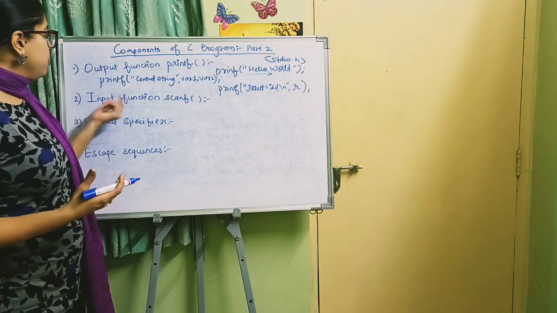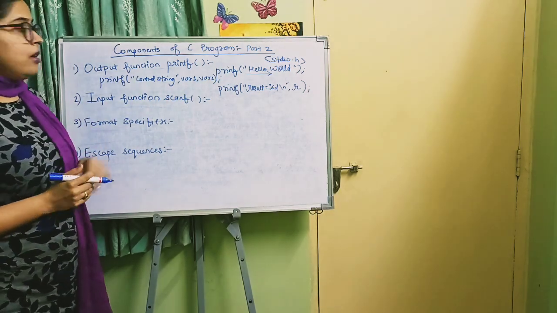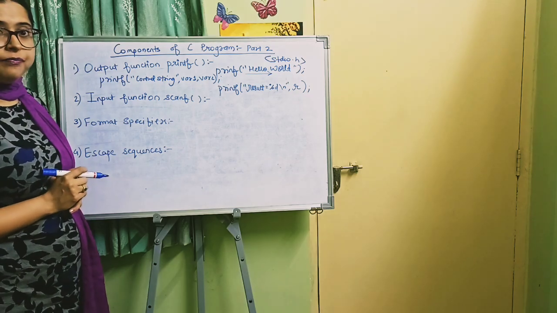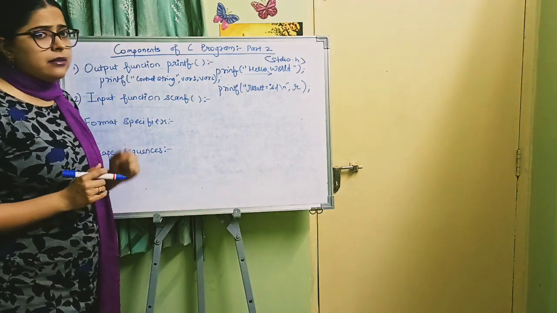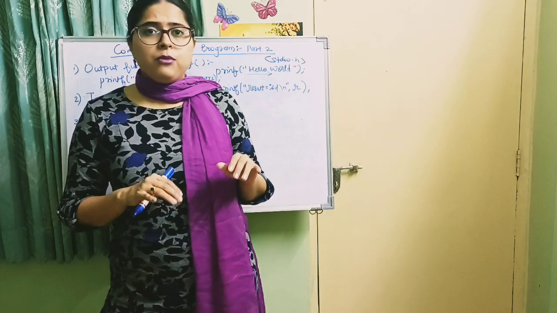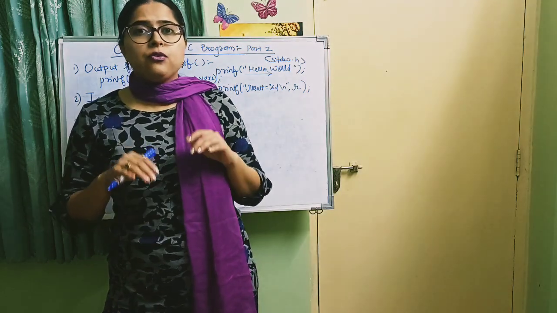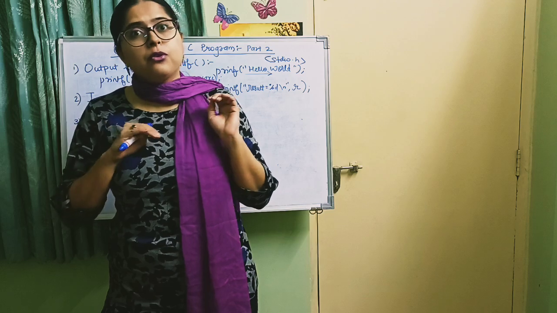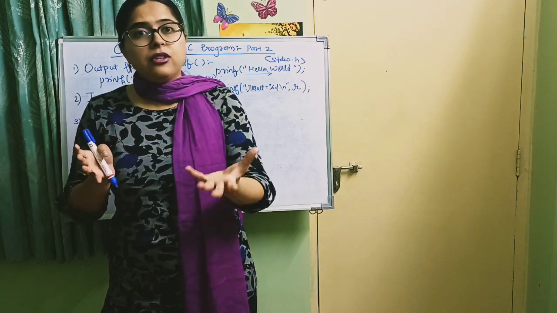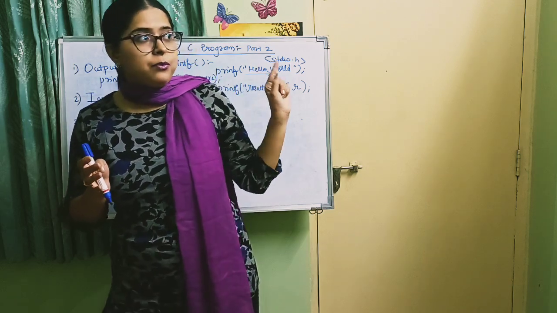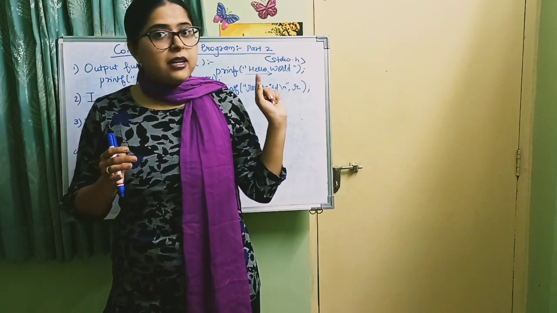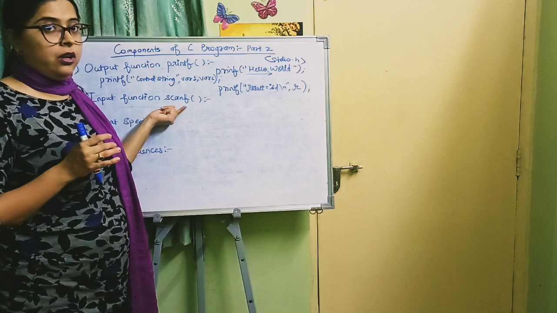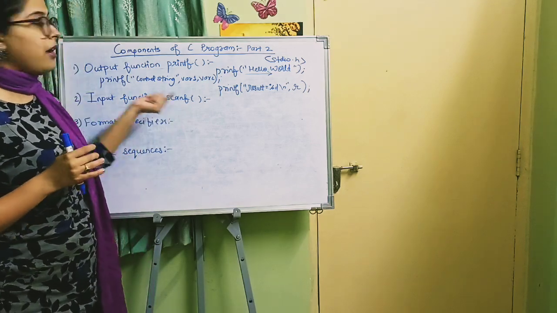Okay. So let's move to the input function scanf. The scanf function is exactly opposite of the printf function. So what does scanf do? It takes input from the user. Keyboard is an input device through which a user gives input. The user gives input through the keyboard and the scanf function takes that input and stores it in memory. It's exactly opposite. So scanf is concerned with the input device. That's why it is an input function.